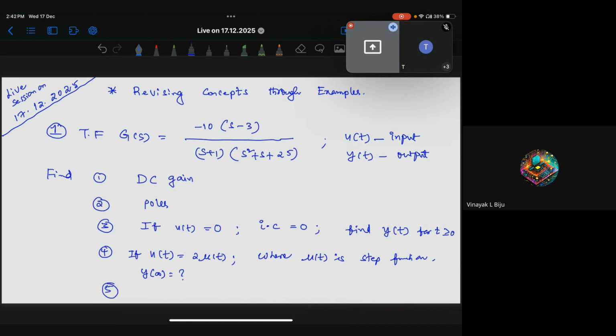Then, when u of t is equal to mu of t, draw the plot with initial conditions 0. So this is one problem.